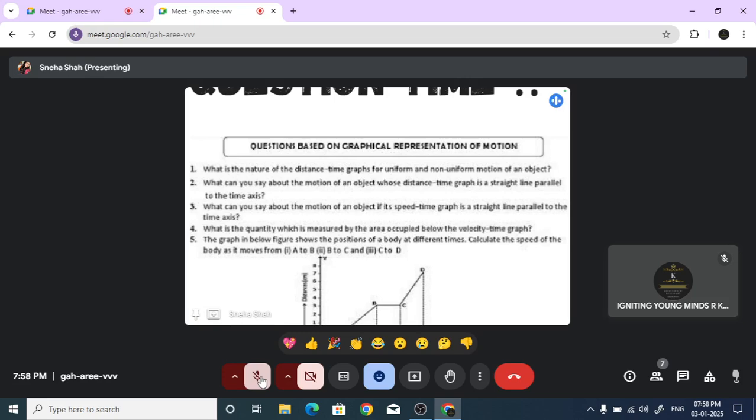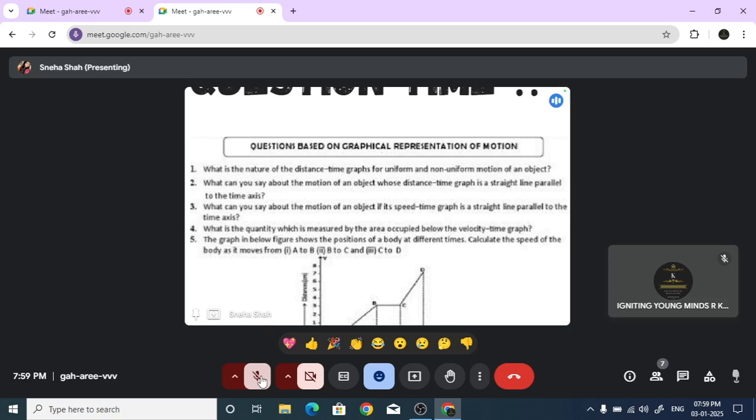Okay, the nature of distance time graph will be a straight line, correct? Yes. Non-uniform motion, non-linear, curved line. Curved line. Okay.